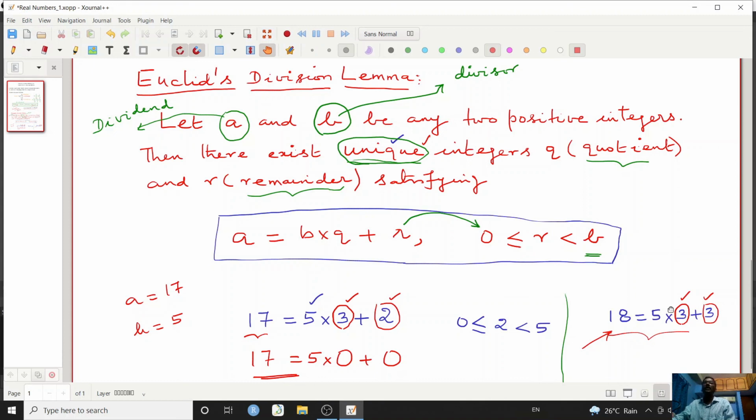Okay, so that is Euclid's division lemma. With that we stop here. In the next video we will find interesting applications of Euclid's division lemma and how it can be used to understand or list some of the natural numbers.